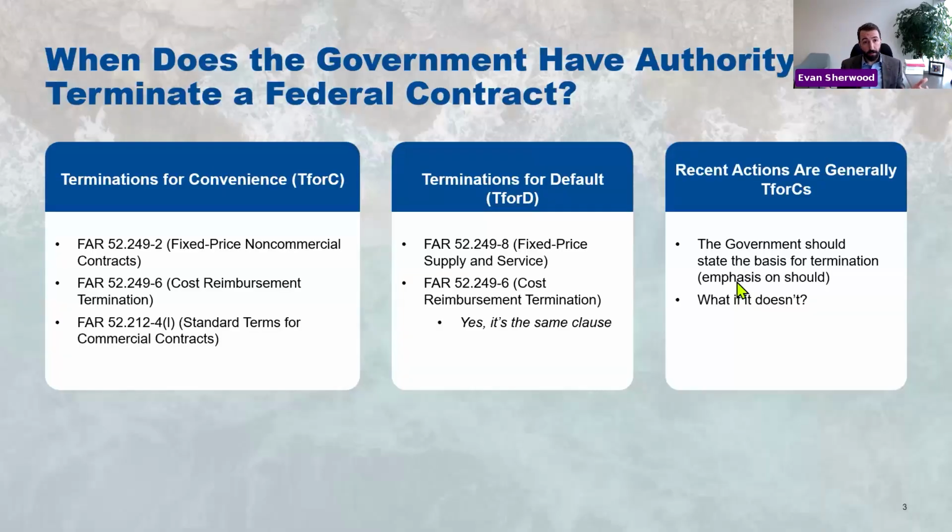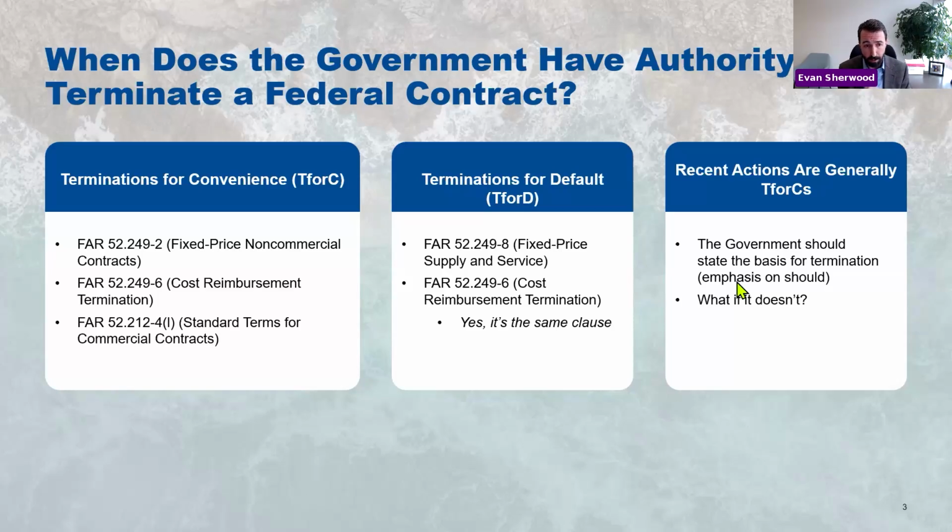So we want to start with a really foundational question. When does the government have authority to terminate a federal contract? The circumstances where the government can do that are generally set out in the contract itself. If a contract does not have a termination for convenience clause or a termination for default clause, then there's going to be a question of whether the government can terminate. However, for the most part, and by the way, today we're talking about FAR-based procurement contracts. We're not talking about grants and cooperative agreements.